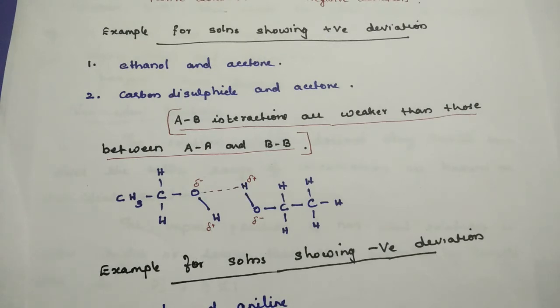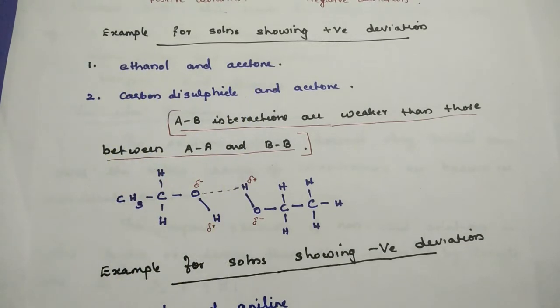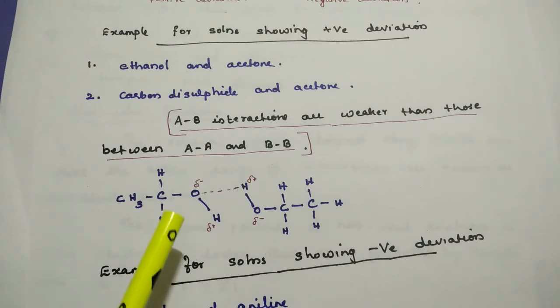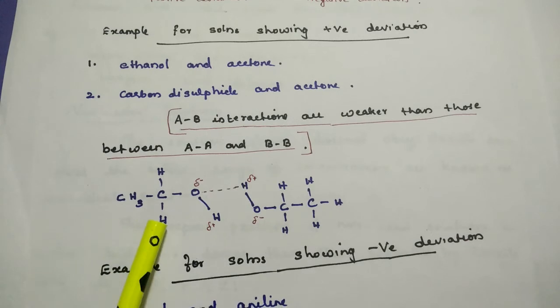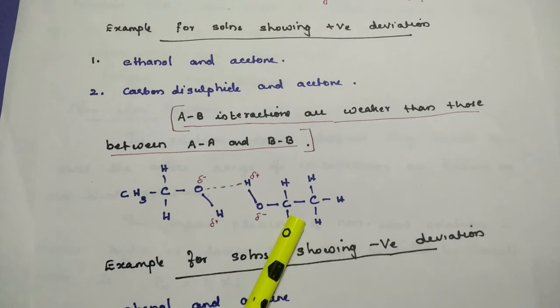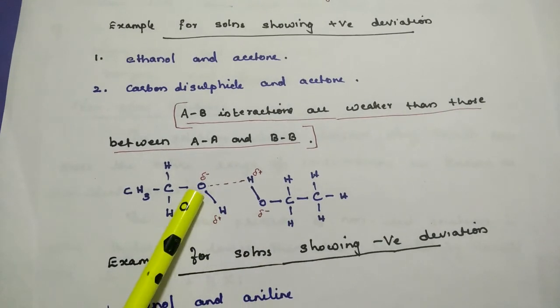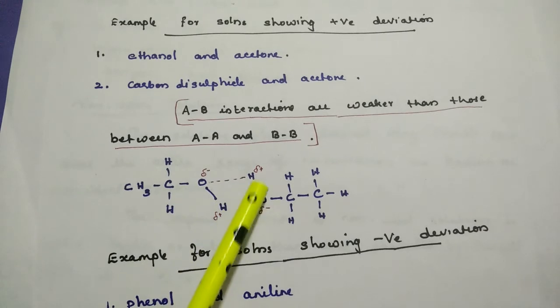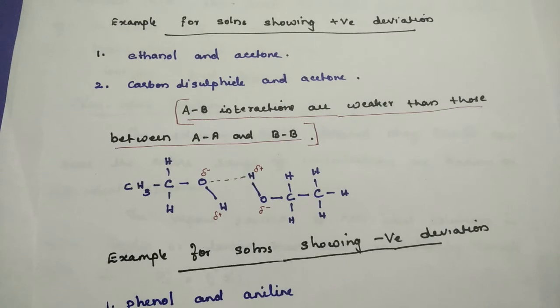If you are taking the case of ethanol and acetone, if you take ethanol in the pure form, there is hydrogen bonding between ethanol molecules in this way. This is ethanol, this is another ethanol. Electronegative oxygen is present here and electropositive hydrogen, so it can easily make hydrogen bonding. Due to this hydrogen bonding, the vaporization decreases, so the pressure is also lower.